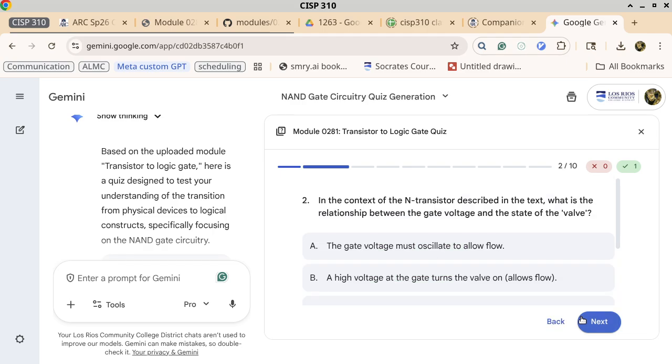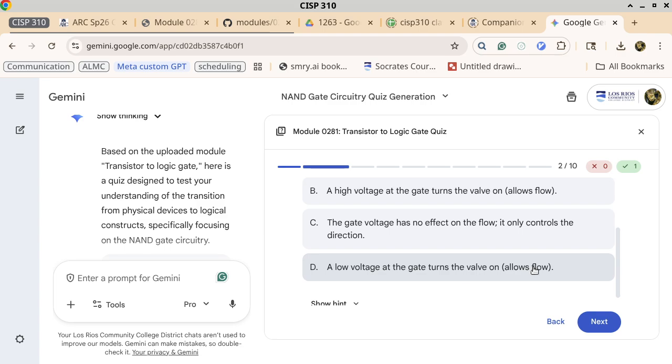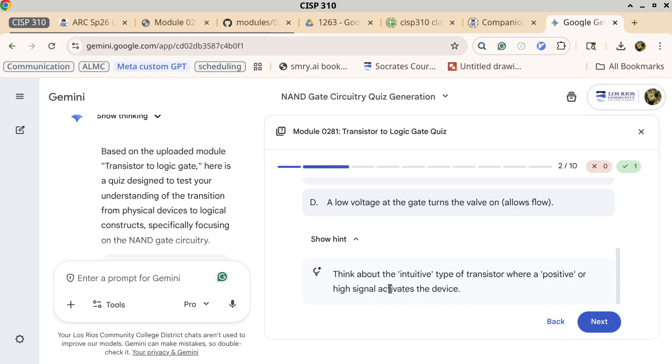All right, in the context of the AND transistor described in the text, what is the relationship between the gate voltage and the state of the valve? The gate voltage must oscillate to allow flow? I don't think that is the case. A high voltage at the gate turns the valve on, allows flow. The gate voltage has no effect on the flow, it only controls the direction. No. A low voltage... this question is definitely not well formed because there are two different kinds of transistors. It depends on whether we are talking about an N-type or a P-type transistor. When you read this question and go, well, the question is not giving me enough information, that means you're understanding the concepts, because it depends on what type of transistor we are working with. I'm curious what kind of hint it's going to give. Think about the intuitive type of transistor where a positive or high signal activates the device.